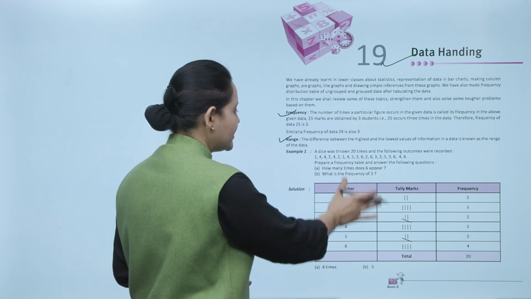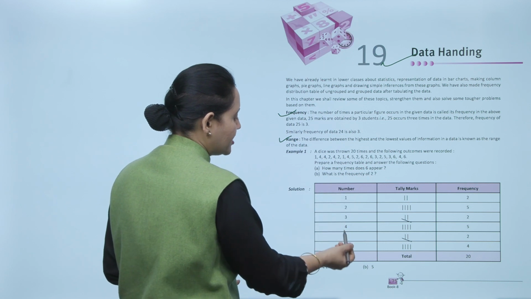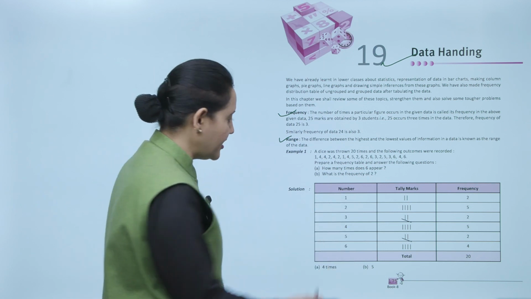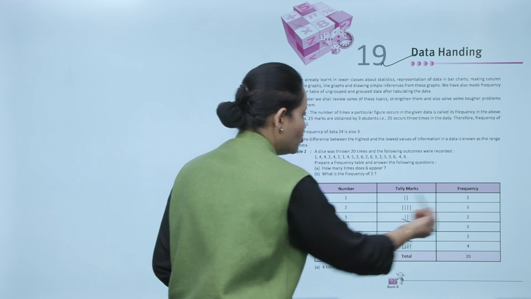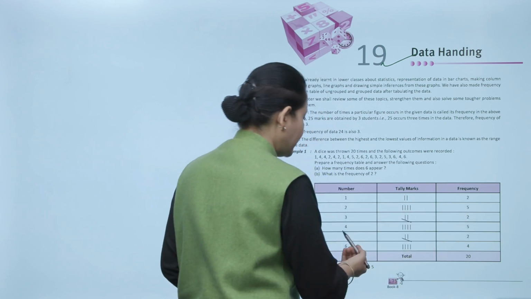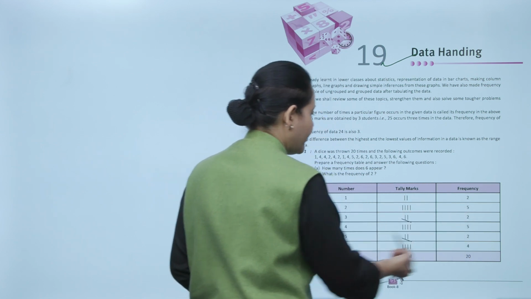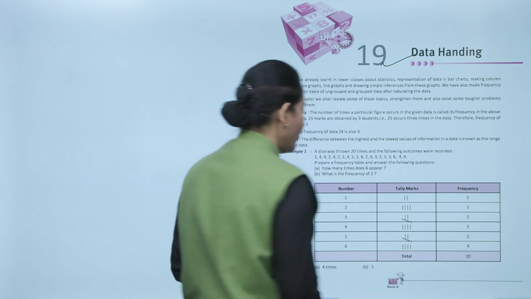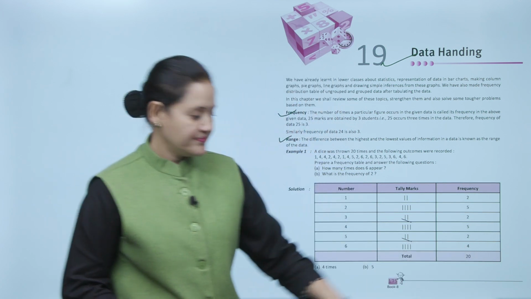Now, here a frequency table is prepared. Numbers 1, 2, 3, 4, 5, 6. So, how many times does each occur? Number 1 occurs 2 times, 2 occurs 5 times, 3 occurs 2 times, 4 occurs 5 times, 5 occurs 2 times, and 6 occurs 4 times. Clear?